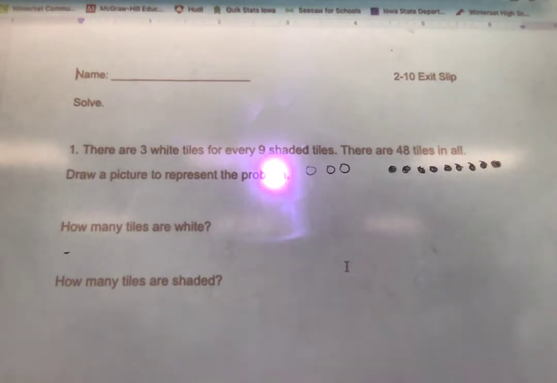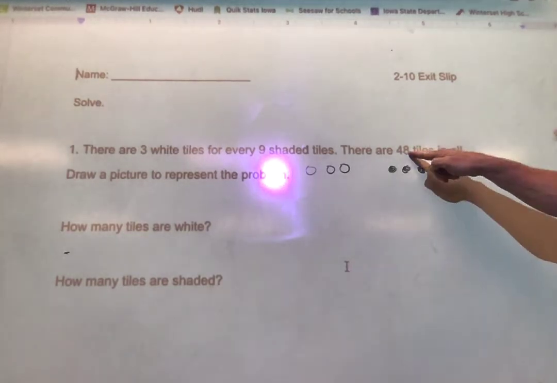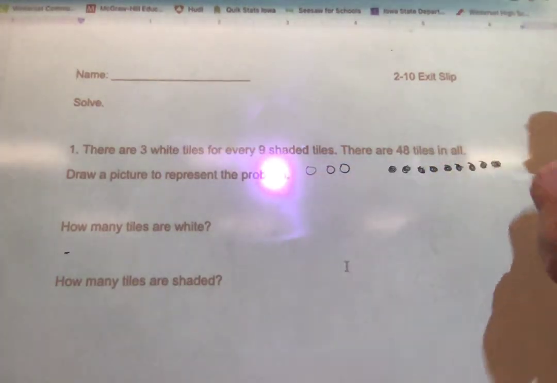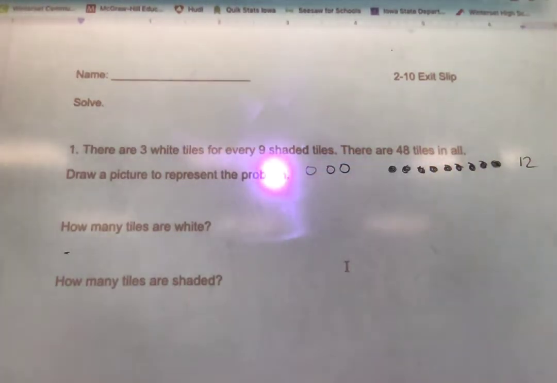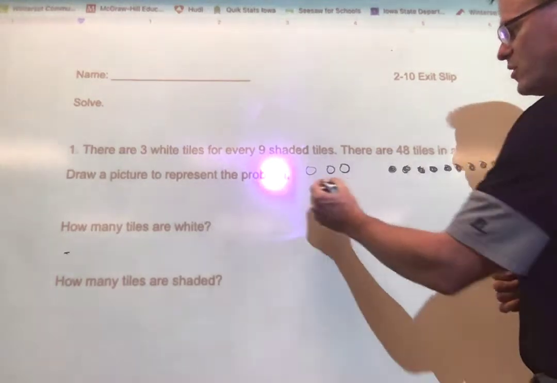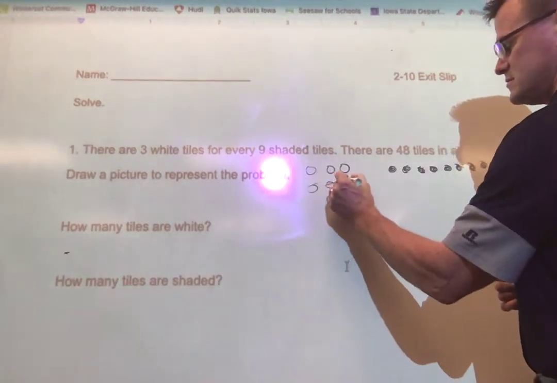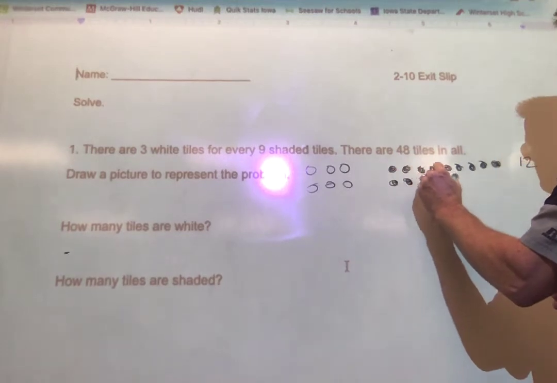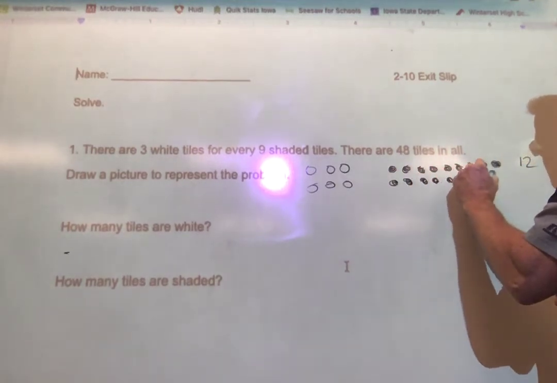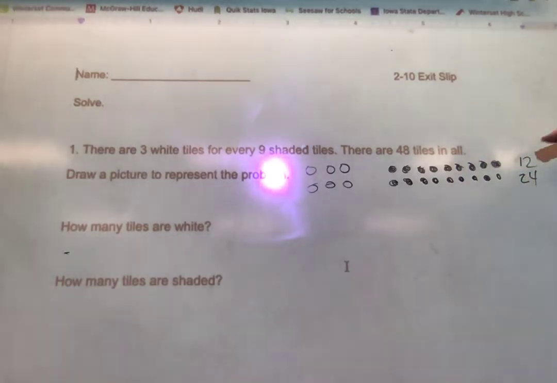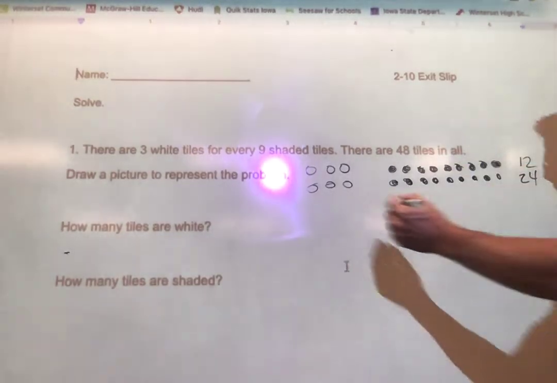All right, so it says there are a total of 48 tiles. Well, right now I know if I have 3 white and 9, I know so far I have 12. And I know 12 times 4 is 48, so to finish this picture, I could do this rate 4 more times. So 3 white ones for every 9 shaded. And I know that's a total of 24. There's 12 there. 12 more is 24 now.